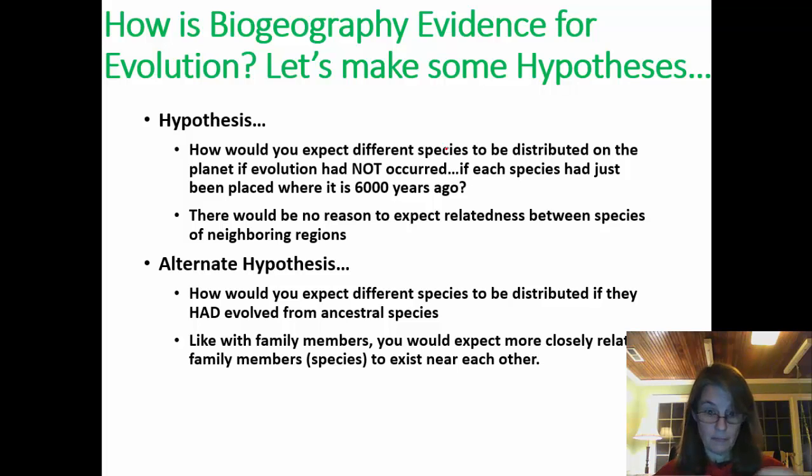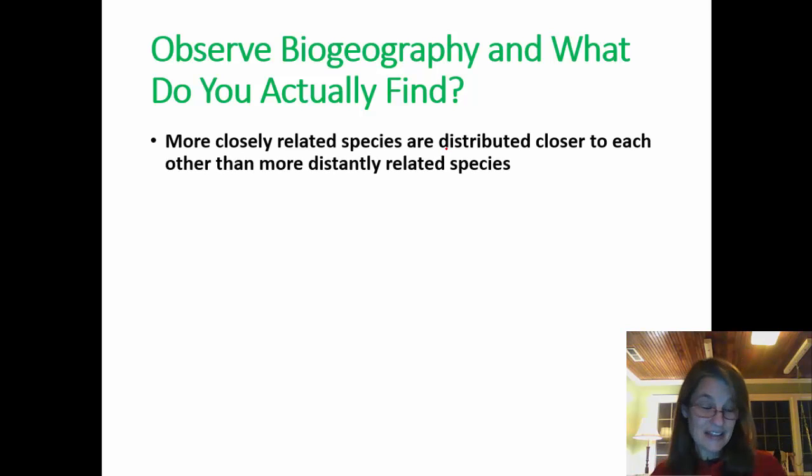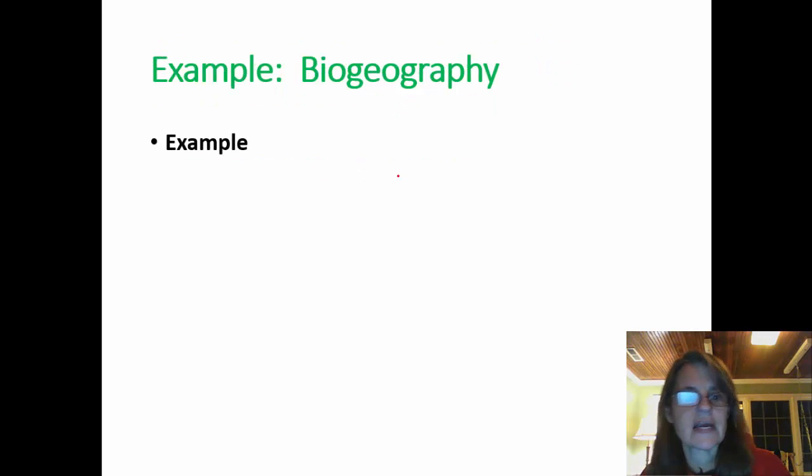Children are more closely related to their parents and live near them, okay, than a stranger that lives completely somewhere else. So if you observe biogeography, what do you actually find? Do you find no relationships distributed geographically, or do you find relationships? And the answer to that question is very definitely more closely related species are distributed closer to each other than more distantly related species. There is, in fact, a correlation, a relationship between where species are distributed and how related they are, okay? So here's an example.